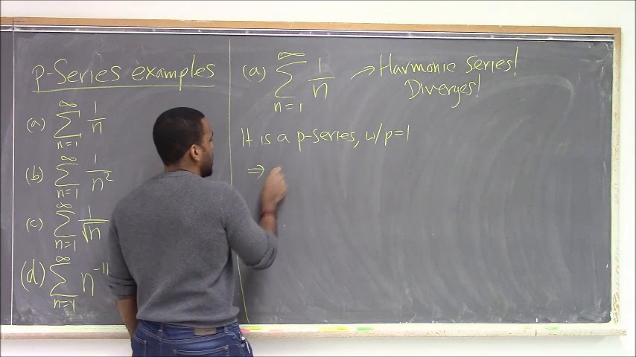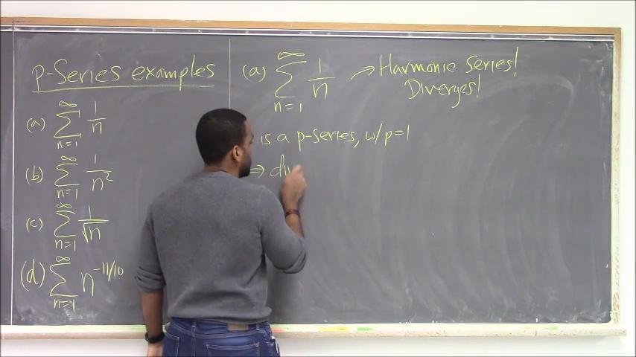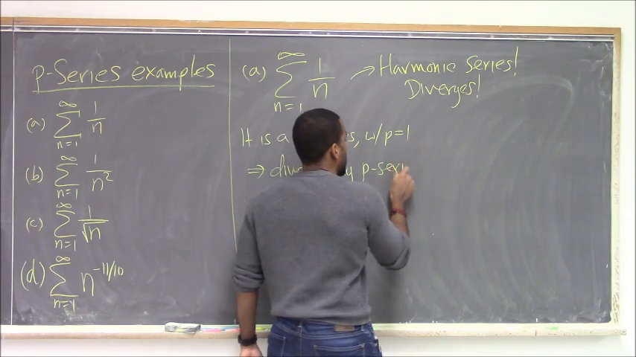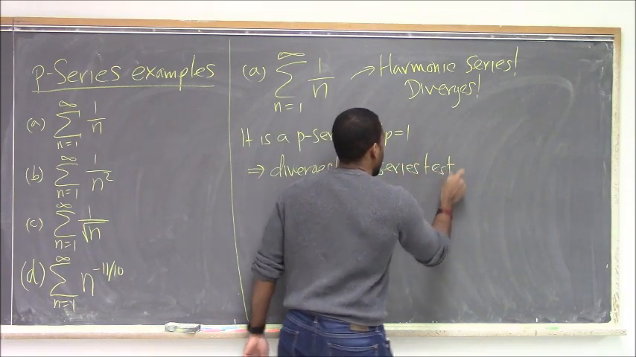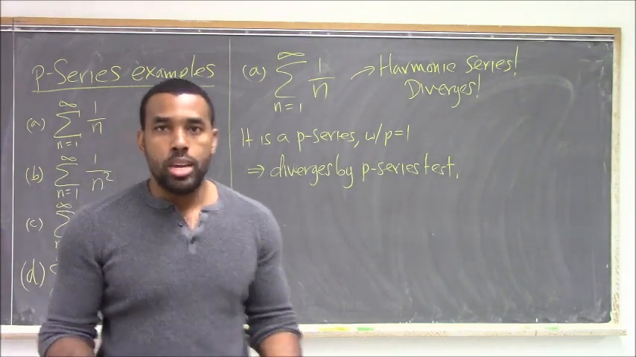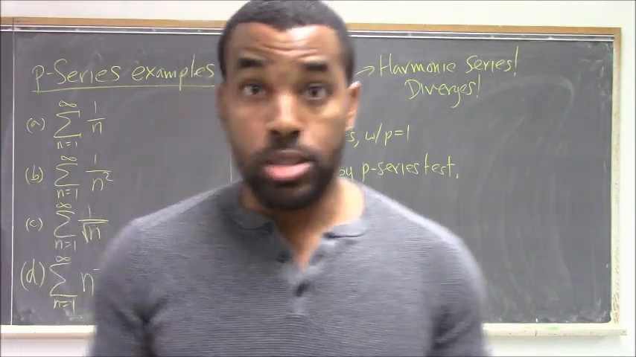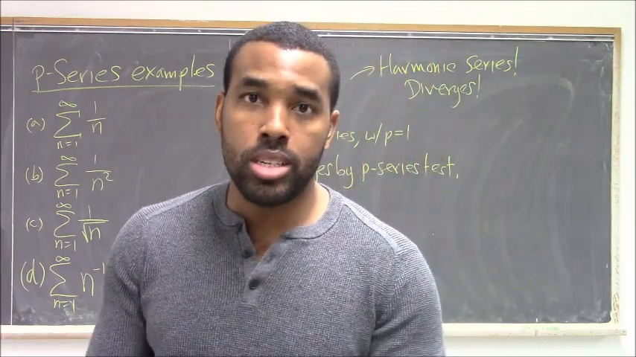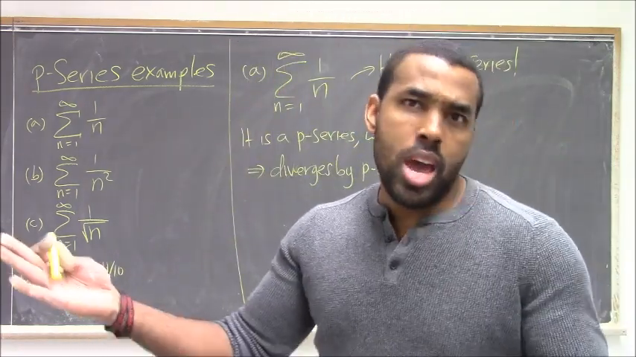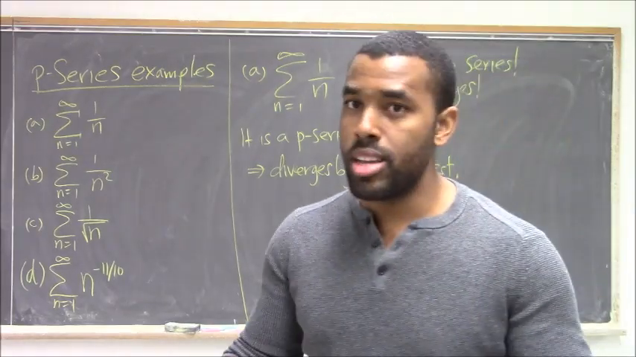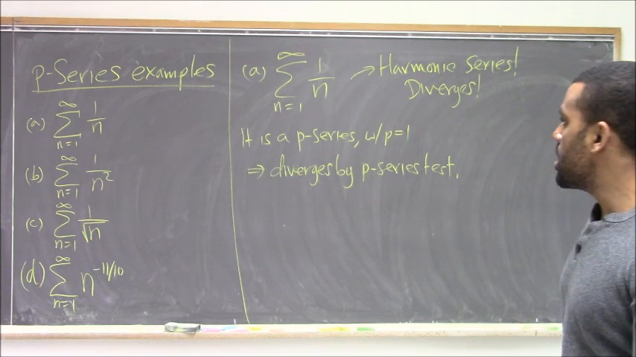This means it diverges by the P-series test. Right? So you could just say, in general, hey, this diverges because it's the harmonic series, and that is a reason. I will accept that as a reason. Another option is to say, hey, this is a P-series, so P equals 1. P is not greater than 1, so it's going to diverge.